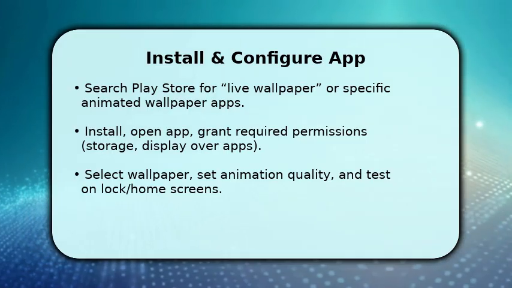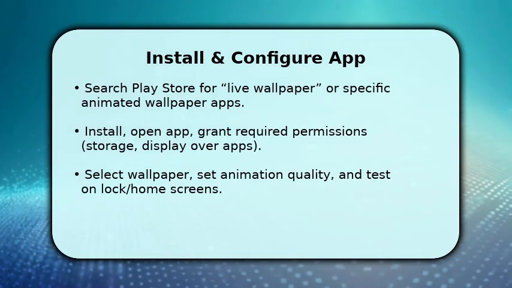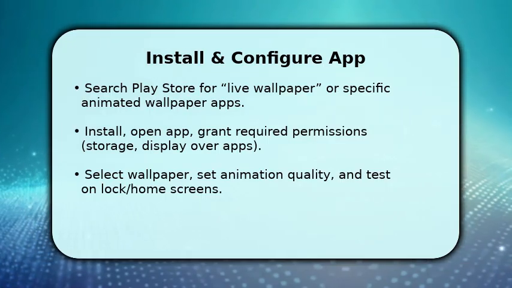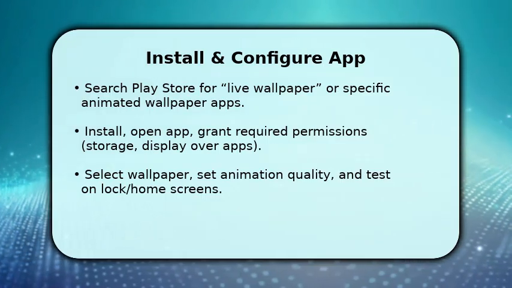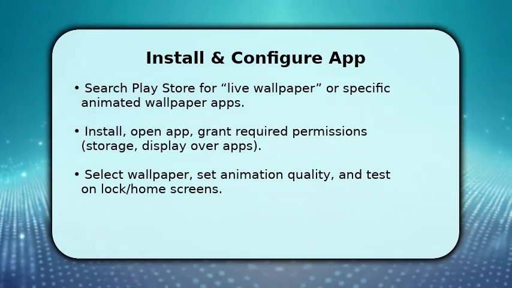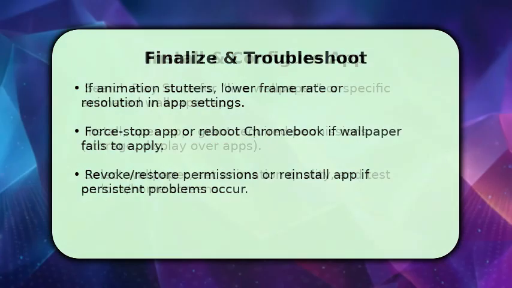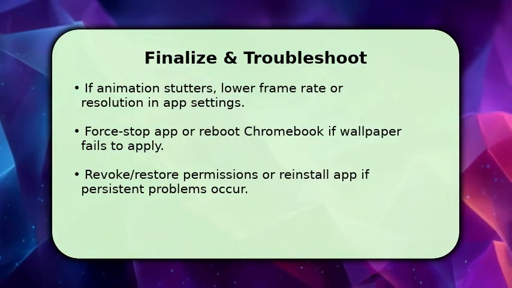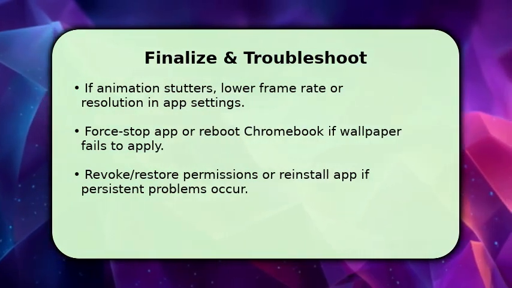Then preview on both home and lock screens to ensure animations loop smoothly. If the app offers a Set as Wallpaper button, use that rather than manual export for fewer steps. You complete setup by observing battery and performance for a day. Live wallpapers can increase CPU use, so adjust settings if needed.